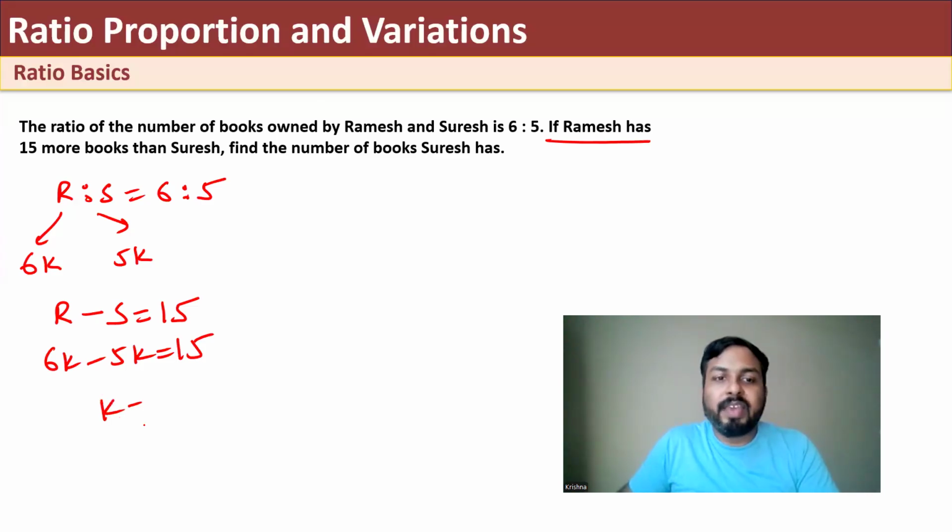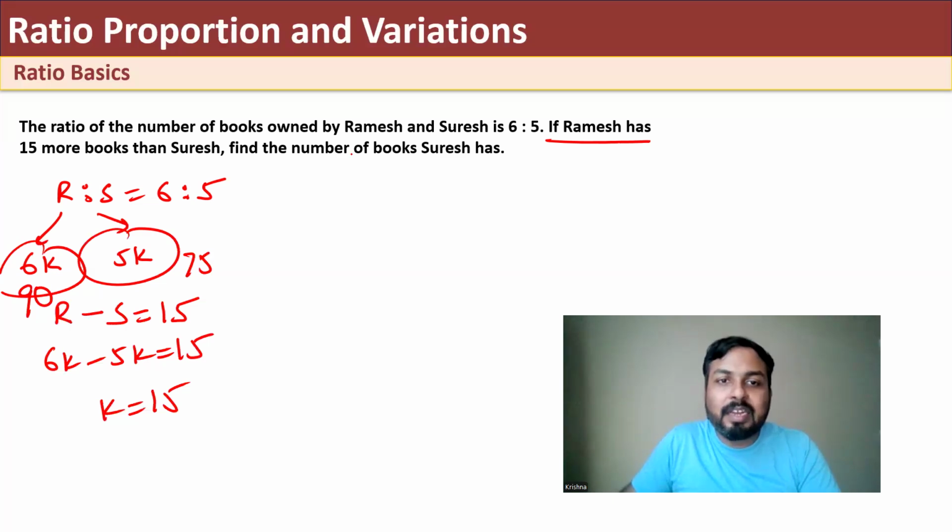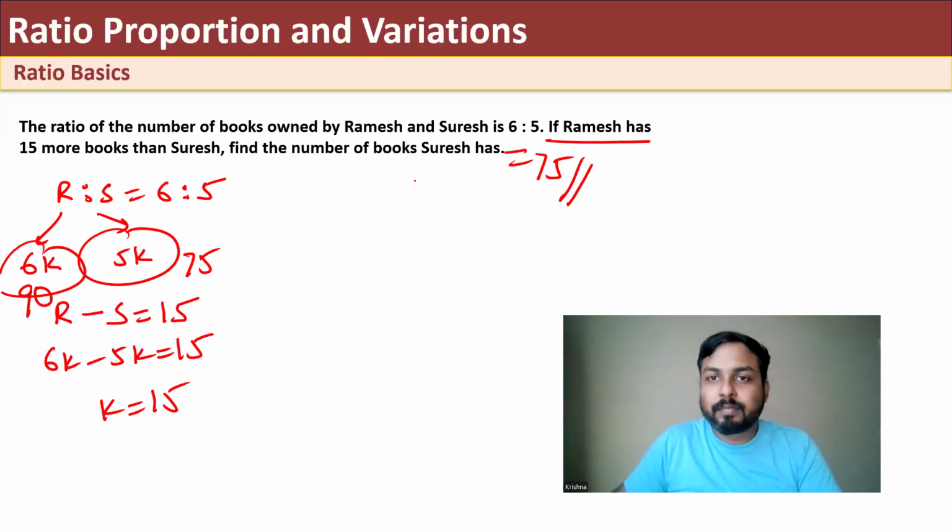15. So if K value is 15, how much is 6K? 6 into 15, 90. And how much is 5 into 15? 75. What is being asked? The number of books Suresh has is equal to how much? 75. Yes, sir.